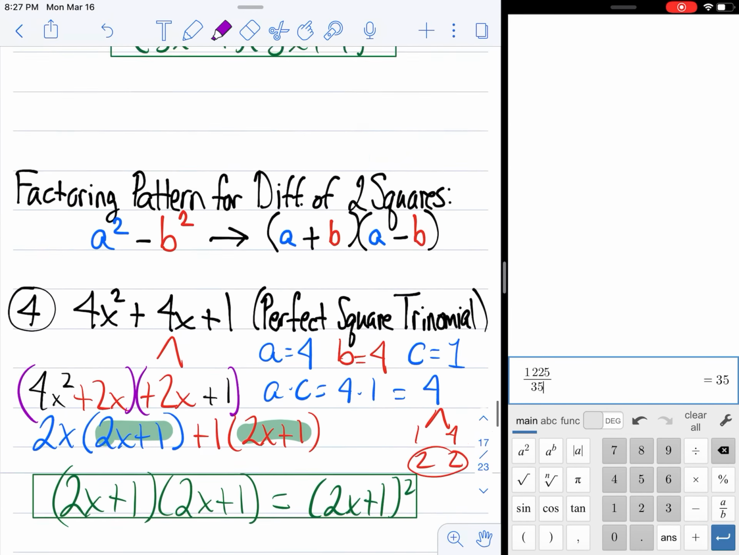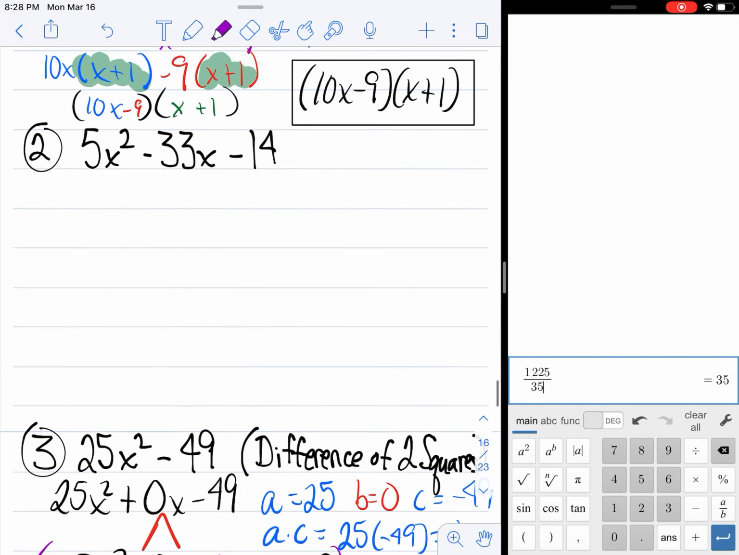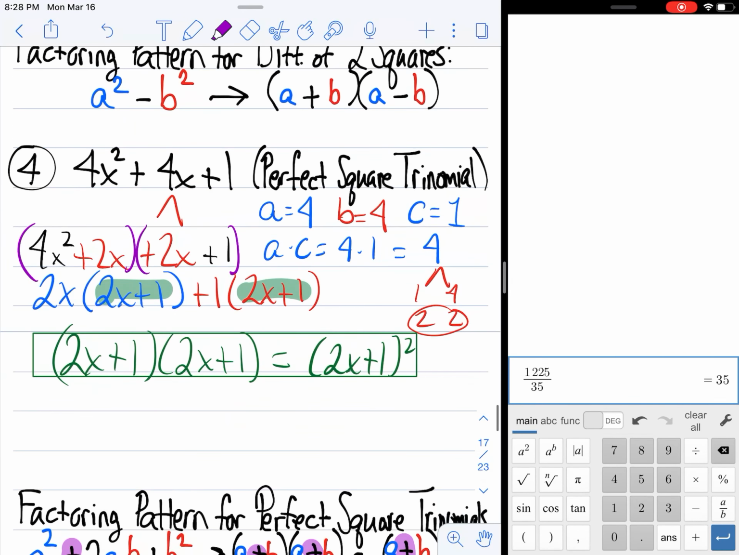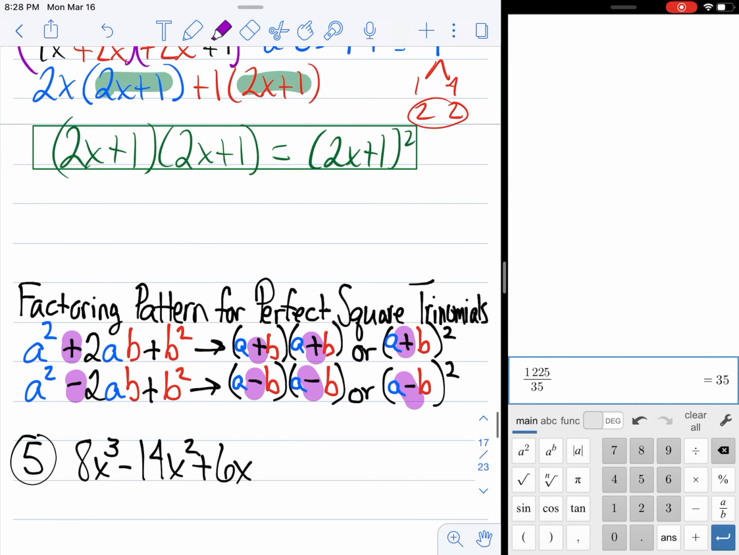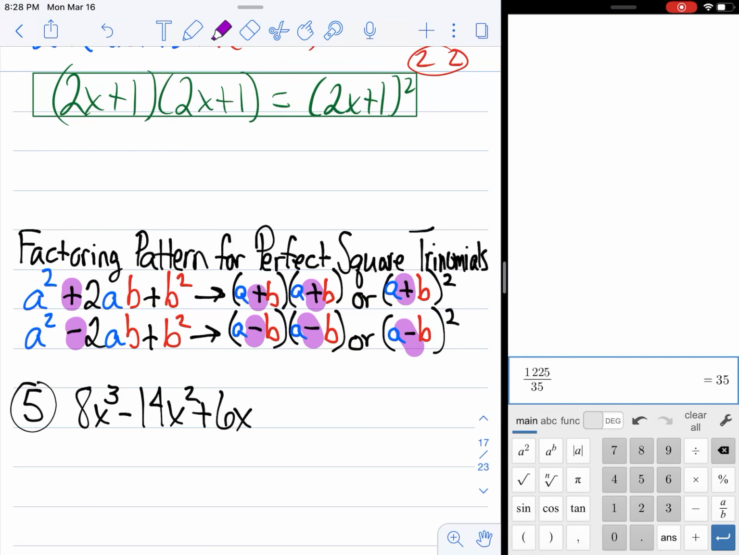That's all. I'm going to leave you with examples 2 and 5 to work, and also that one at the top on the rectangle for some extra practice. Be careful for GCFs. Watch for GCFs. Hint, hint on number 5. Find a GCF first before you continue your factoring pattern.